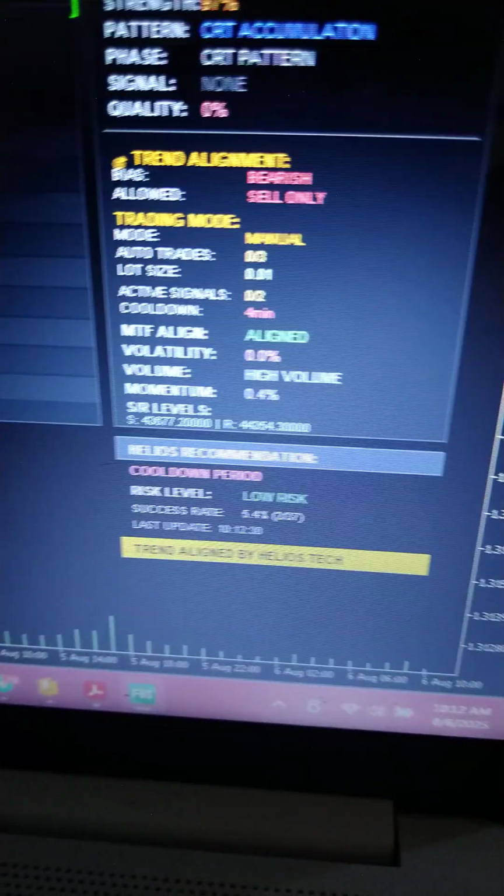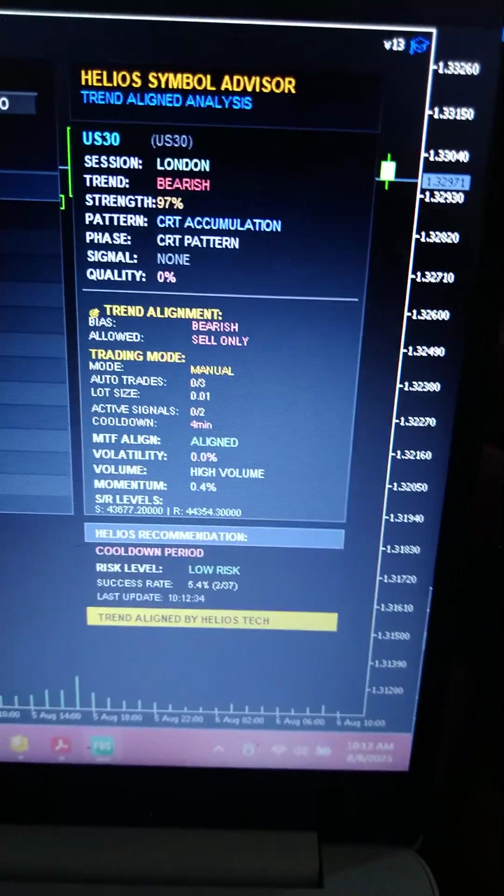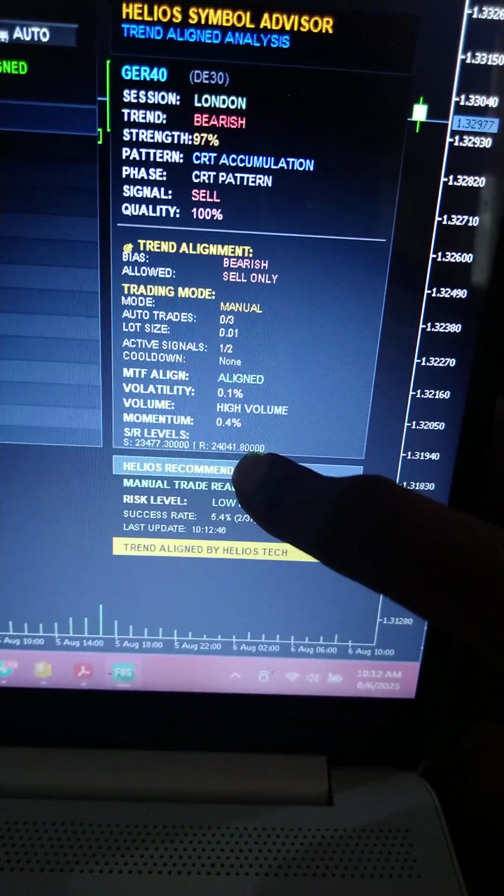Now you see this one, we are in a cooldown period. Cooldown period is waiting, which means the stop loss has been hit, so you have to wait. Another one is this one, manual trade ready, so you can execute the trade at market as it is.